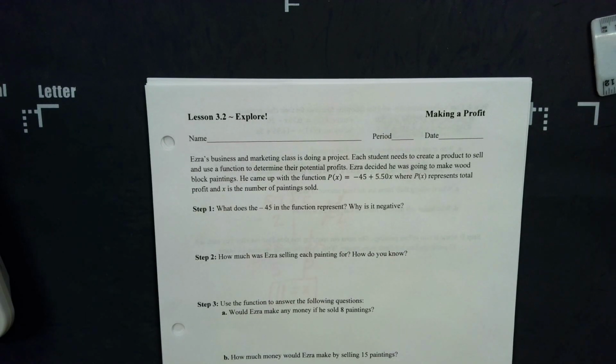Profit is negative 45. So why would it be negative 45? The cost of the materials and everything. Plus 5.5. So what's the 5.5 representing? Per one he sells. He's saying he's going to make $5.50 per one he sells. That's what he's charging. Where P of X represents total profits and X is the number of paintings sold.